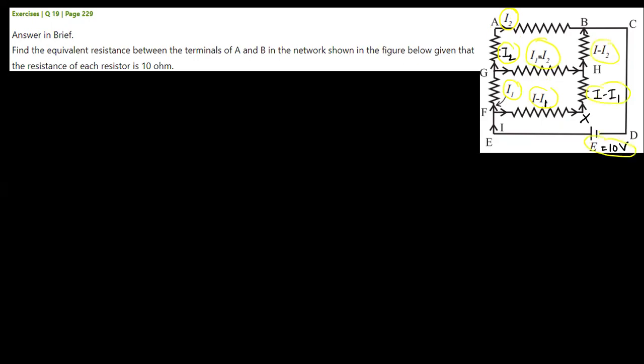These are the changes to be made in a textbook. In some textbooks it might not be mentioned, so if it is not mentioned, you have to make those changes. In each branch there is a current which I have mentioned, and the EMF is given as 10 volt. The question says each resistor is of 10 ohm. All values of resistance are of 10 ohm.